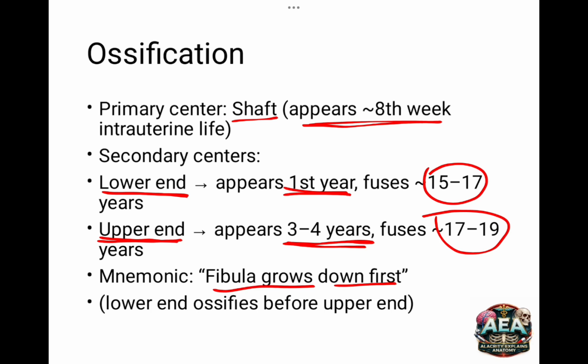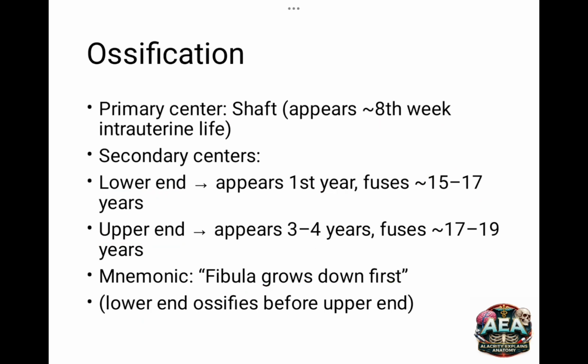So the ossification center appears first at the lower aspect, and it fuses first, while the upper end secondary ossification center appears late and it fuses late. So the lower end ossifies before the upper end. Don't forget, the lower end of the fibula ossifies before the upper end.